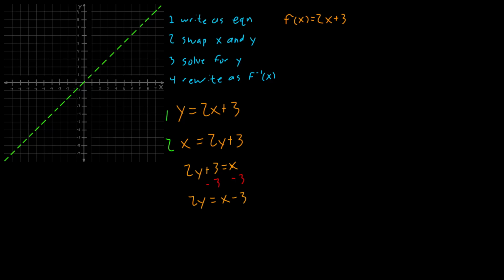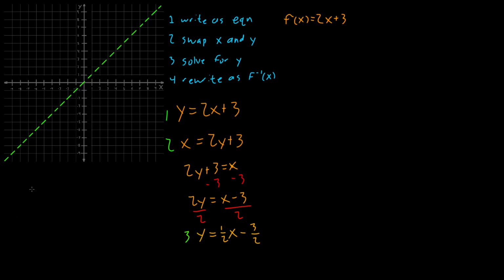And now we want to isolate away the coefficients, so we divide all by 2, and we have y equals half x minus, and I'll do it in a fraction. I could say 1.5, but half x minus 3 halves. Okay, so that's our equation, and that's the end of step 3 here.